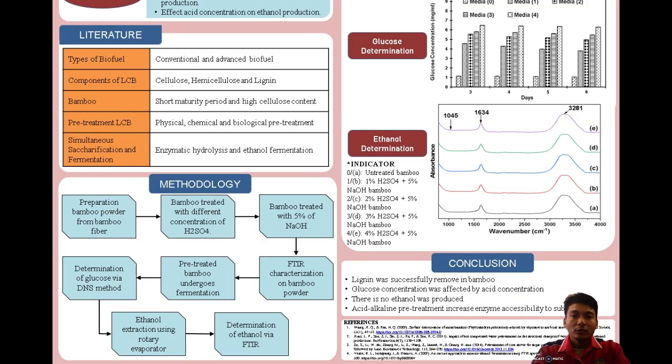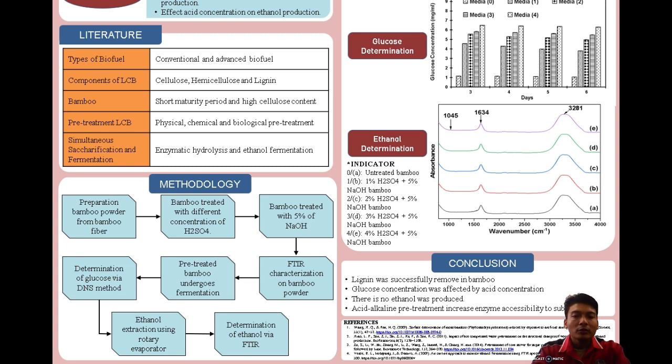For the literature review, biofuel technologies are classified into two classes, which are conventional biofuel and advanced biofuel. Conventional biofuel can be defined as a biofuel that is produced by using edible crops. On the other hand, advanced biofuel can be defined as biofuel that is generated from agricultural waste and non-food group feedstock. LCB is categorized under advanced biofuel.